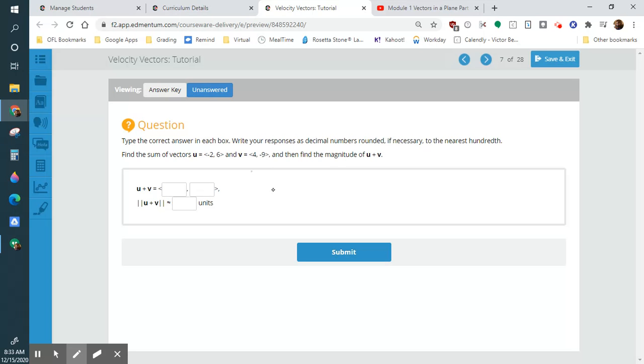So when we're doing this, we're going to do the -2, comma 6, and we have the other one there. Well, you can see them right here. I don't think I need to write them out. So we need to add the x values together. We need to add the y values together. So -2 plus 4, comma 6 plus -9. When you do this, you end up getting a 2 here, and we're going to end up getting a -3 here.